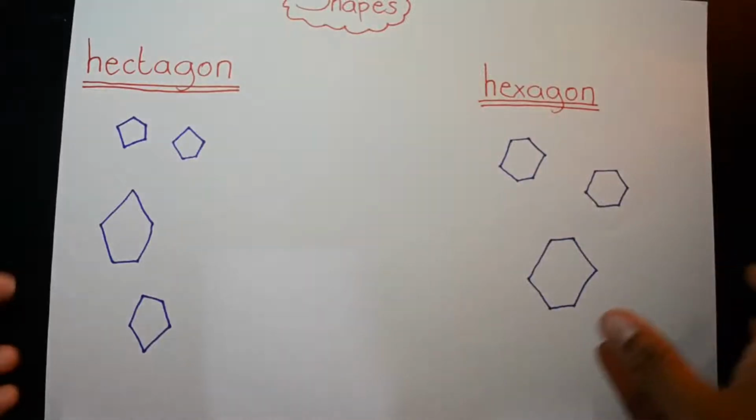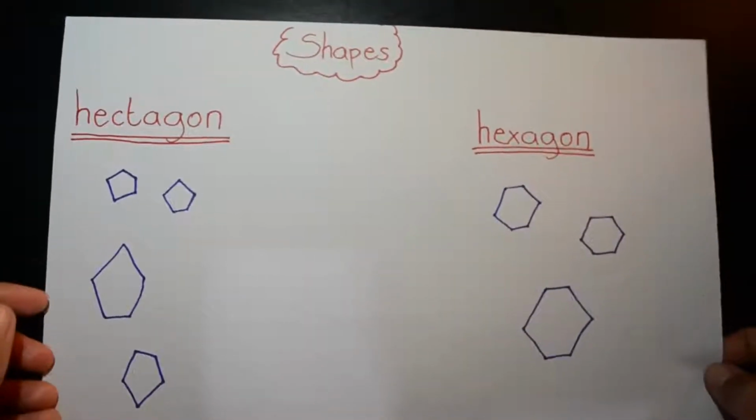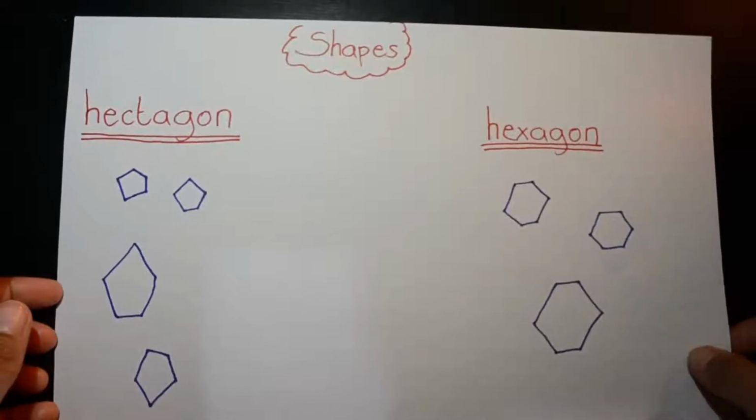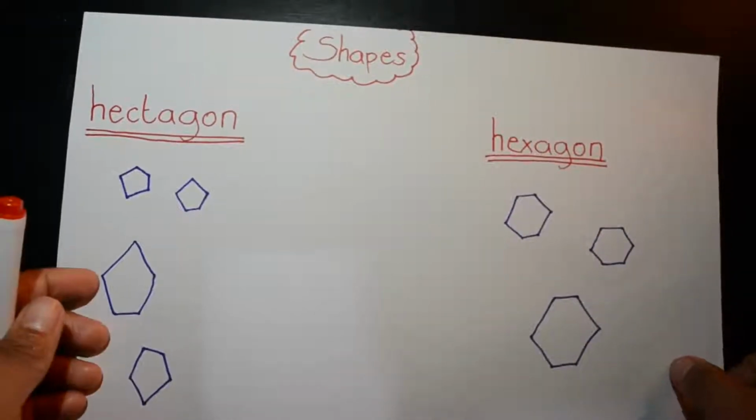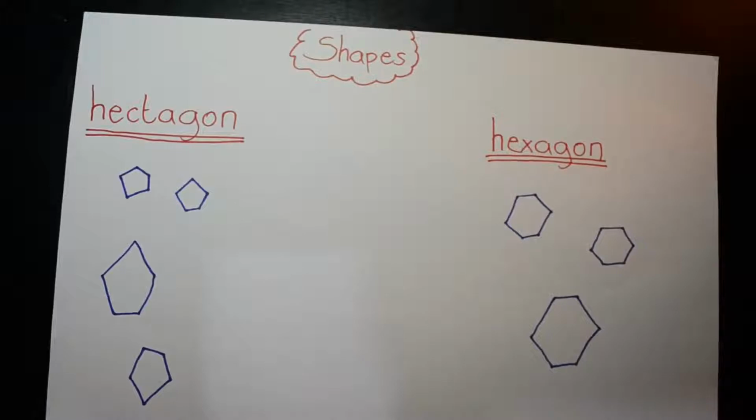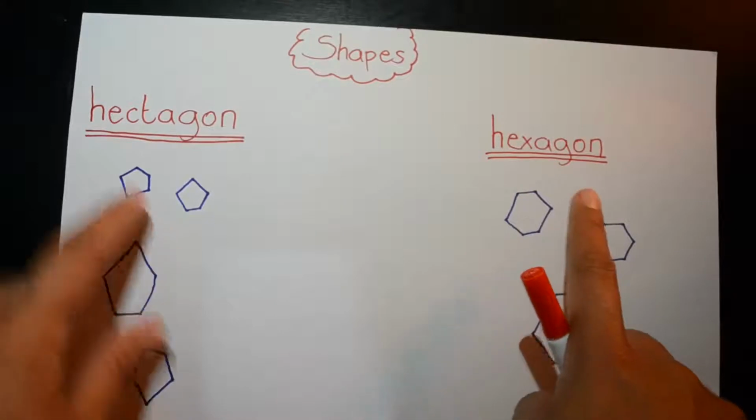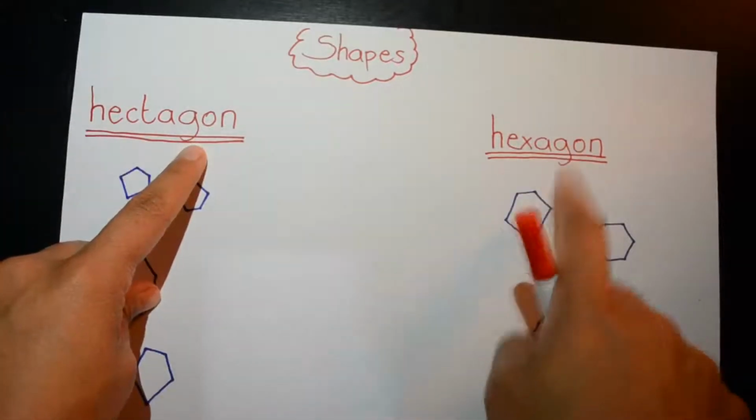So for maths today, we spoke about your 2D shapes yesterday and some of the properties, meaning what makes a square, what makes a rectangle, what makes all of those shapes. Okay. So we're gonna learn two more shapes today. It's the hectagon and the hexagon.